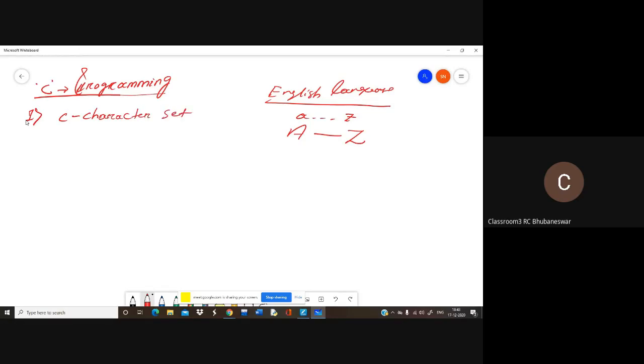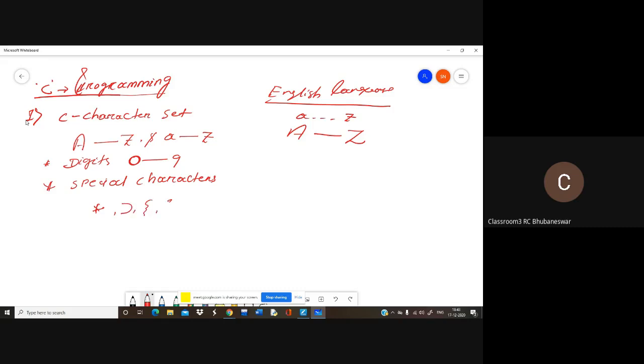The C characters include all the alphabets from capital A to Z and small a to small z. Similarly, you are using digits, 0 to 9. You are also using special characters, like the star symbol, brackets, and curly brackets, which I have already used.